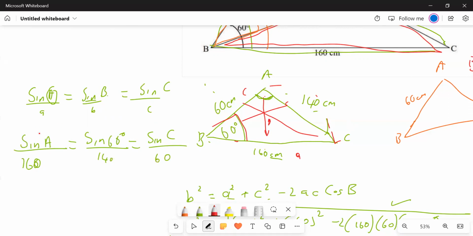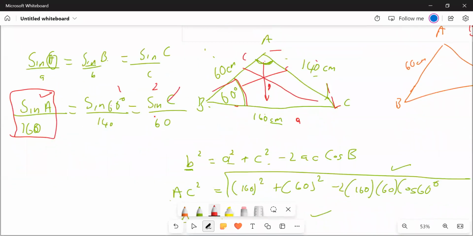Now, Tina, what are we looking for? We're looking for sine A. So this one we're going to take because we need sine A. Now, which one between this one and this one has complete information? Number one. So you remove number two, because number two is not complete.